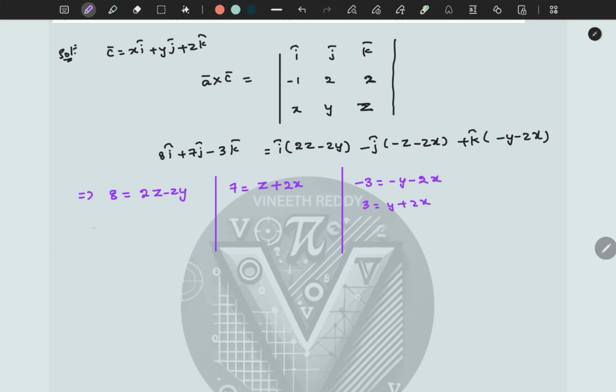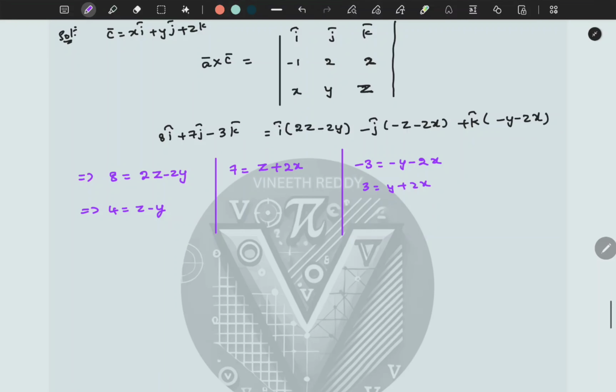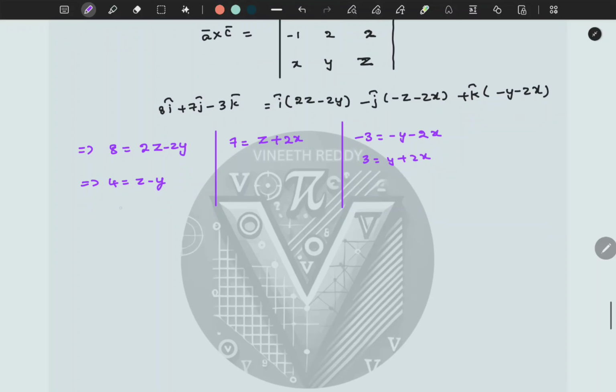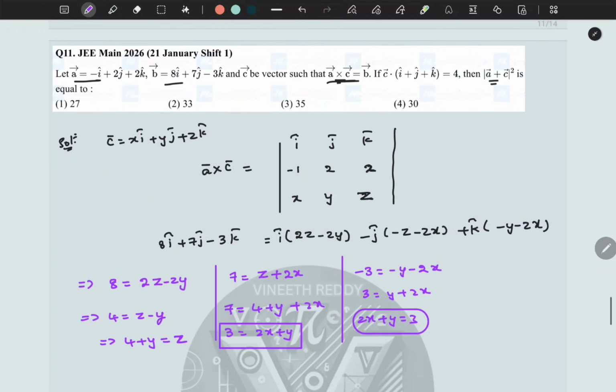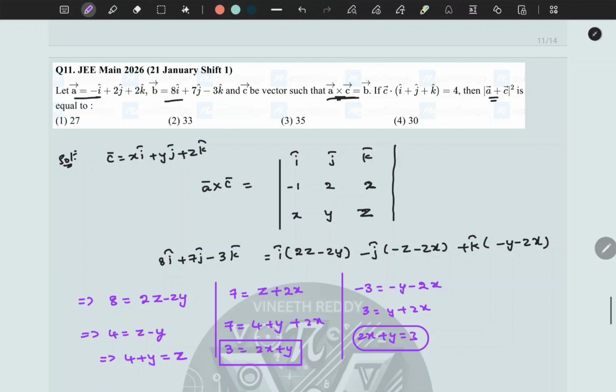Now we have three unknowns, so we need three equations, right? So 4 is equal to z minus 5. So we'll do one thing. 4 plus y is equal to z. Let us replace z with 4 plus y in this equation. So we get 3 is equal to 2x plus y. So we get 2x plus y is 3. So from here I think we have only two equations, right? So I think we need one more equation to solve this.